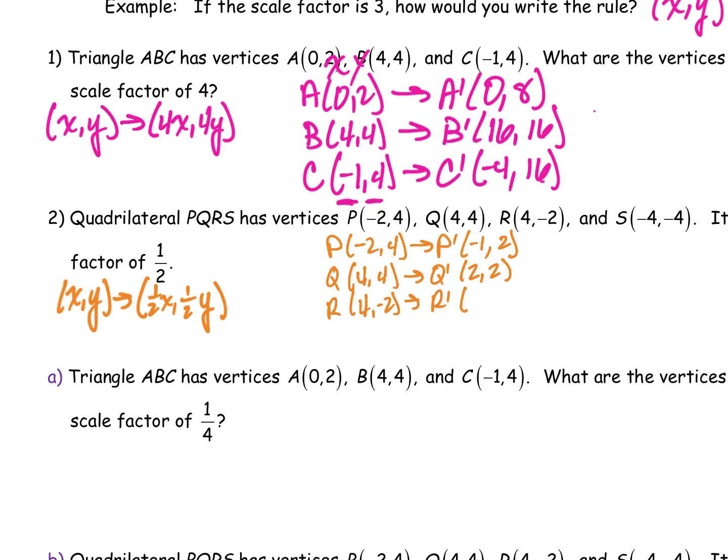By the way, your homework's just like this, only with 1 point. They don't give you 4 points. You just have to do 1 point, right? Okay, so what's R prime become? If R is 4, -2, what's R prime? 2, -1. Awesome. And then S, sorry, I'm trying to write small so I can get them all on here. -4, -4, and that becomes S prime, which is what? -2, -2. Beautiful.